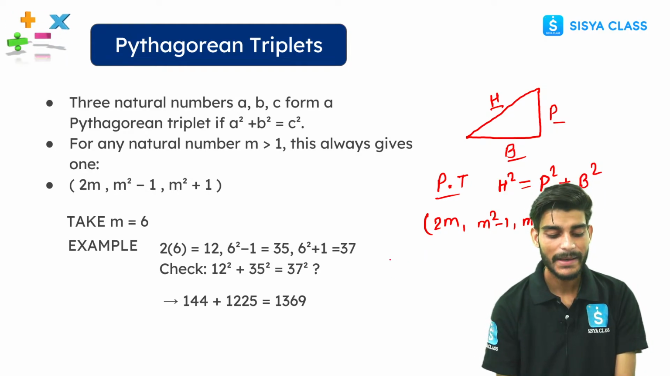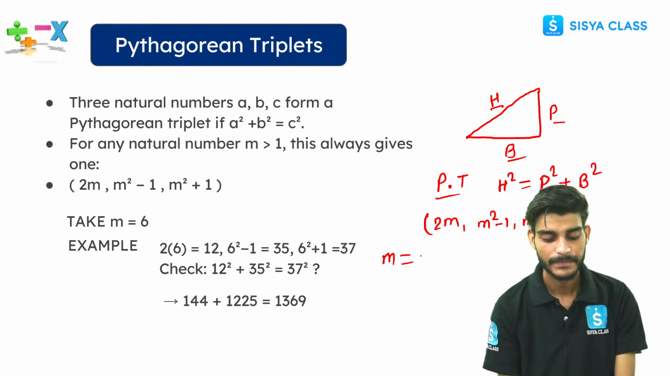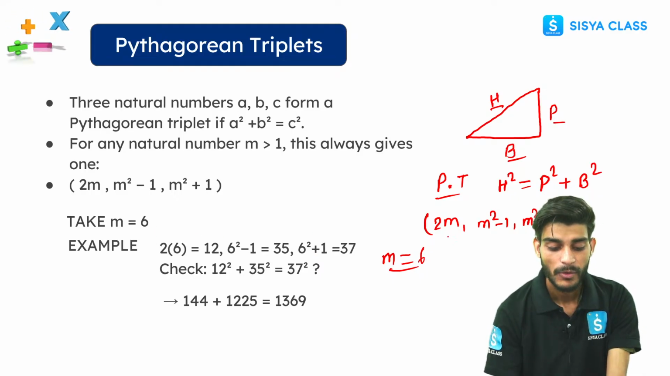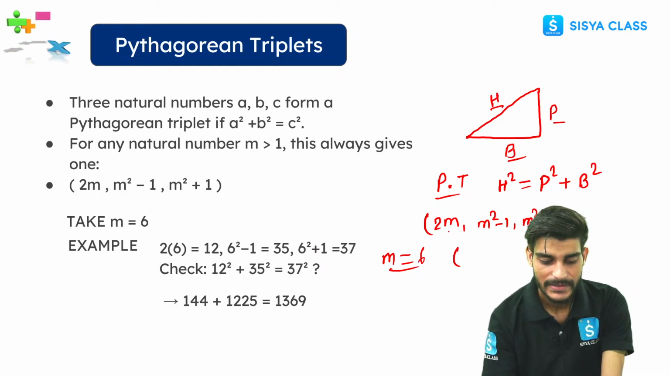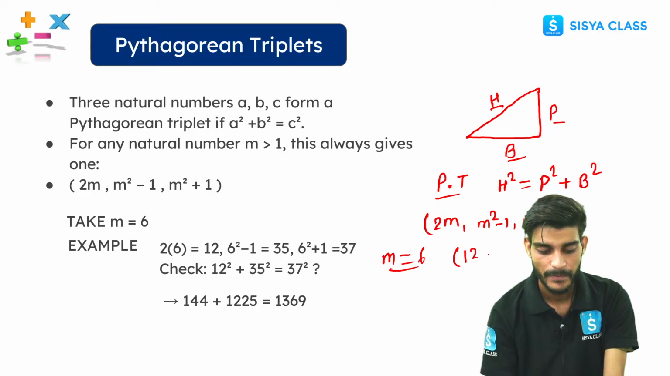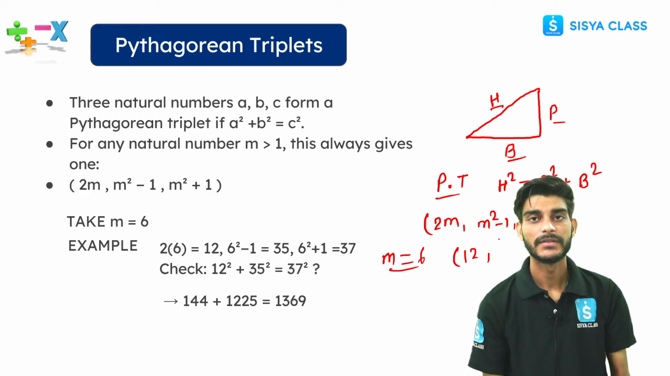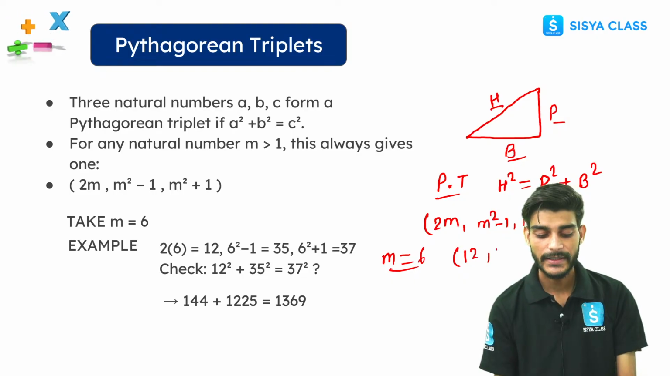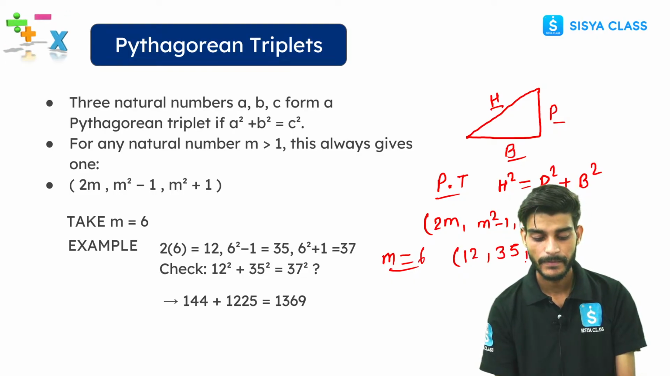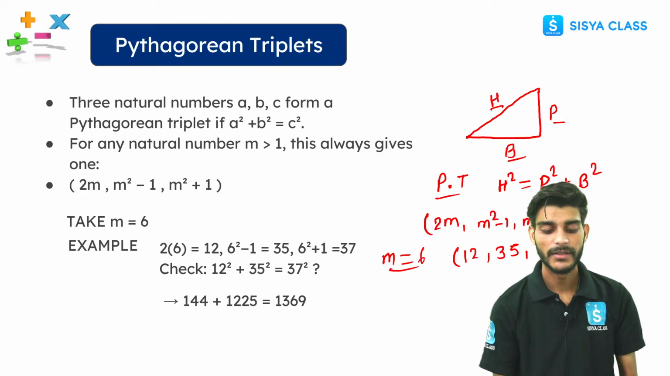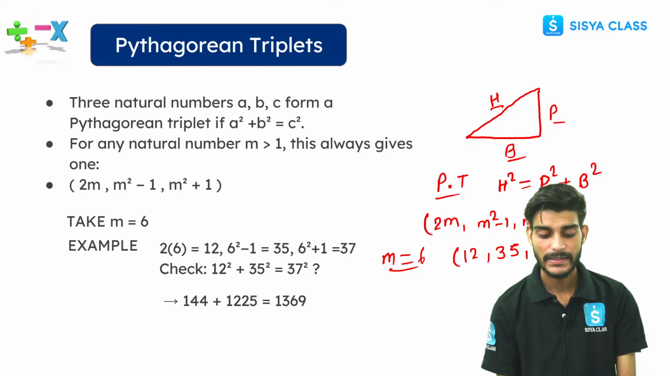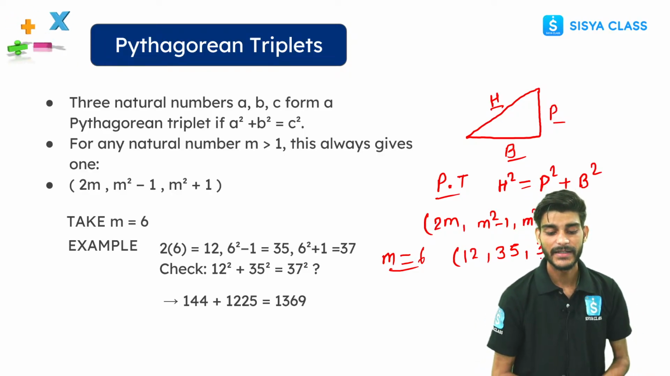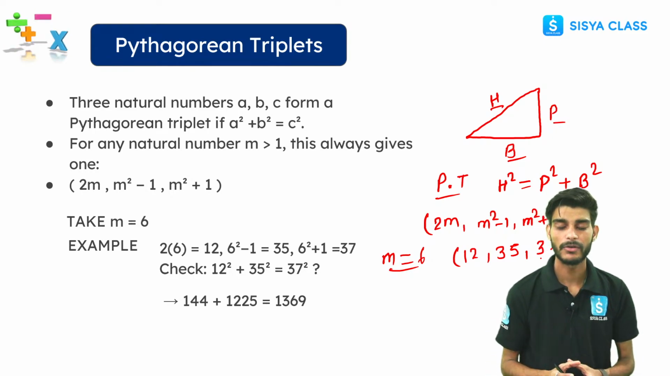So let us suppose I have chosen m as 6. If I take m as 6, what are the triplets that we are getting? 6 into 2, 12. 6 square minus 1, 36 minus 1, that is 35. 6 square plus 1, 36 plus 1, that is 37. So 12, 35 and 37, this is the Pythagorean triplet.